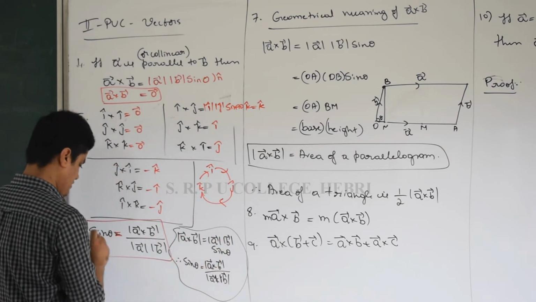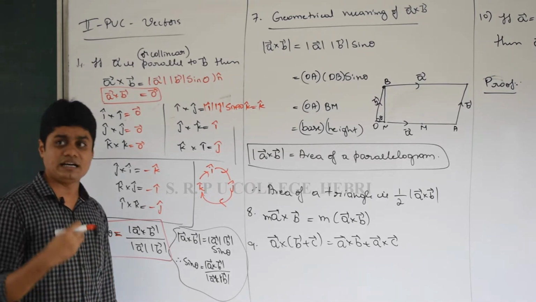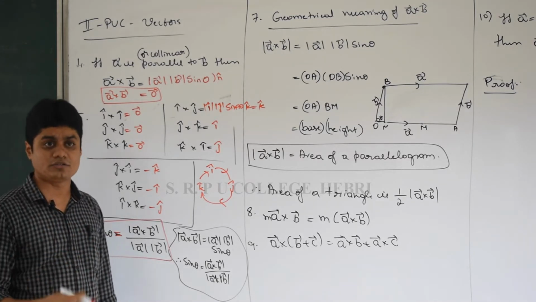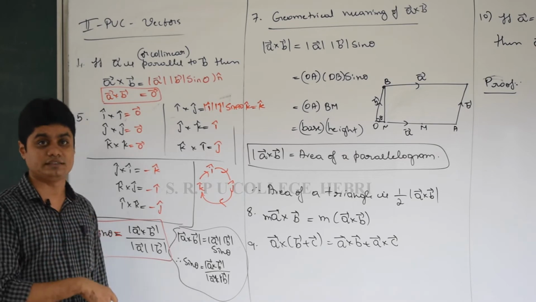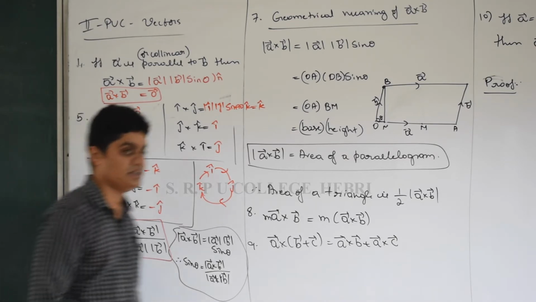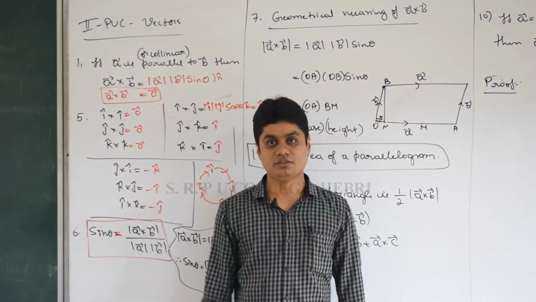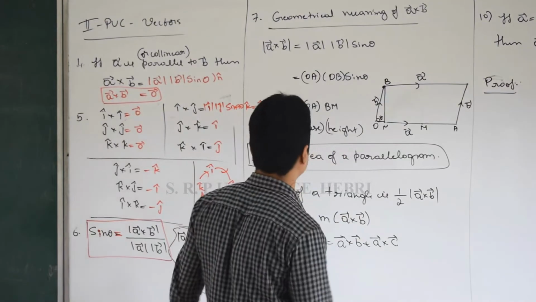So remember, this is not compulsory to remember. Even if they ask to find the sine of the angle between them, you find cos theta using the dot product, then find sin theta. Sometimes you may require it, for that reason I am giving sin theta equal to magnitude of vector a cross b divided by the product of their magnitudes. I hope you can remember this.